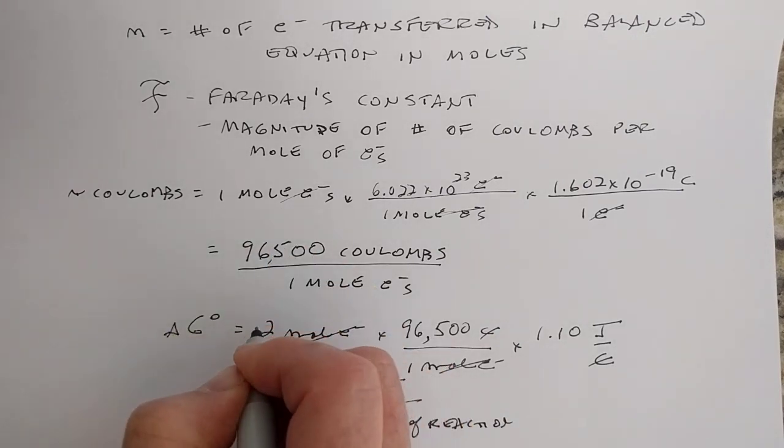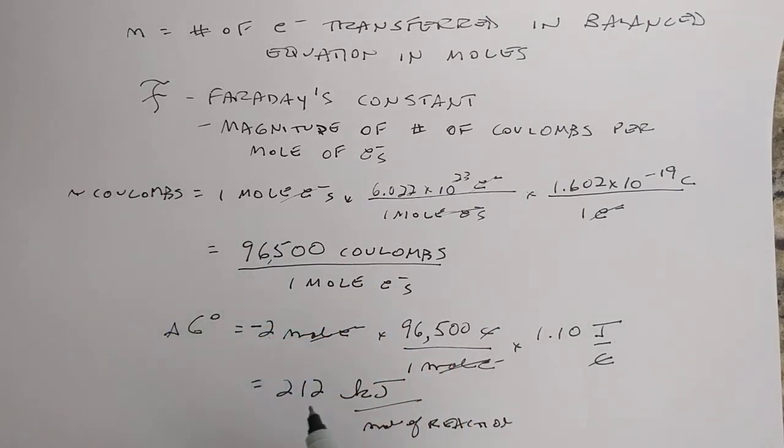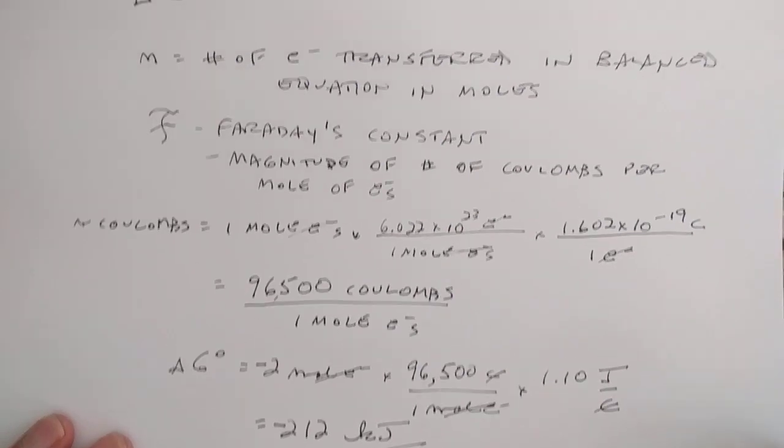Negative. Delta G0 is minus NFE. Of course, we have to have a negative delta G because that reaction is spontaneous.